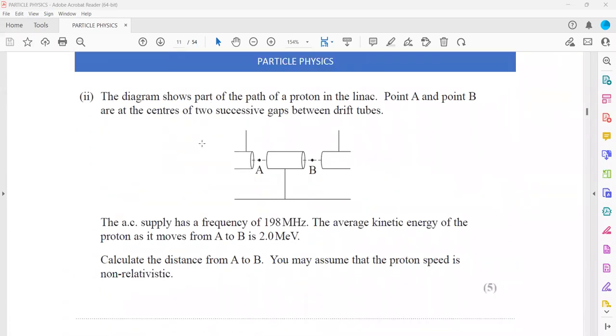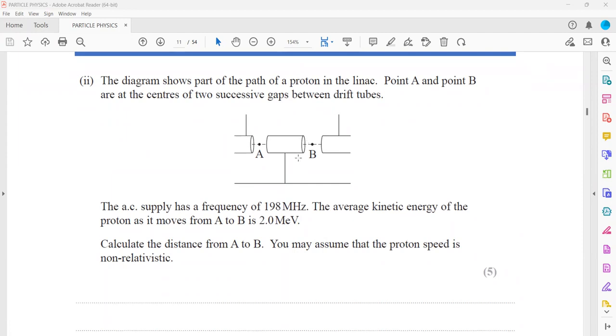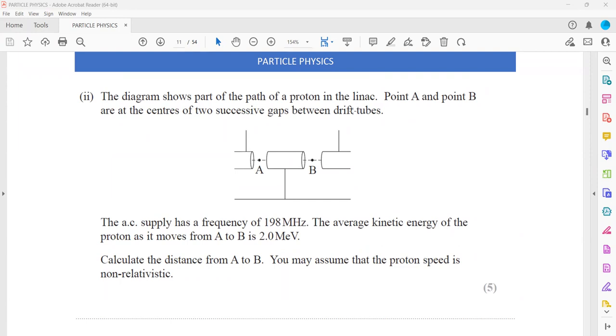The diagram shows a part of the path of a proton in a linac. Points A and B are at the center of two successive gaps between the drift tubes. An AC supply, which has a frequency of 198 megahertz. The average kinetic energy of a proton as it moves from A to B is about 2 mega electron volts. Calculate the distance between A and B.